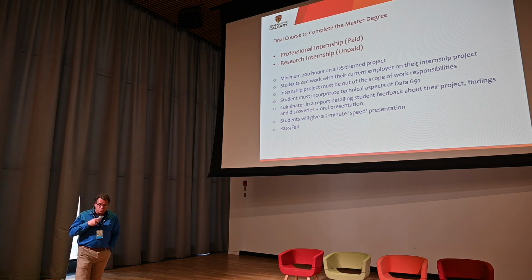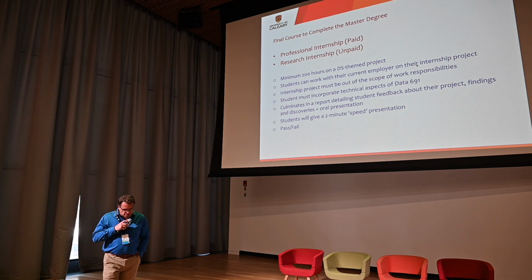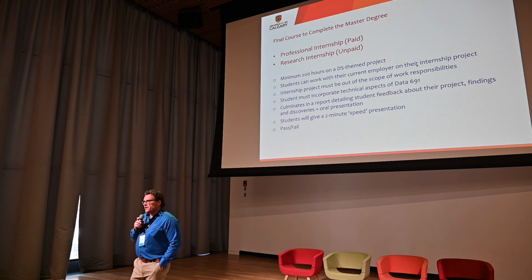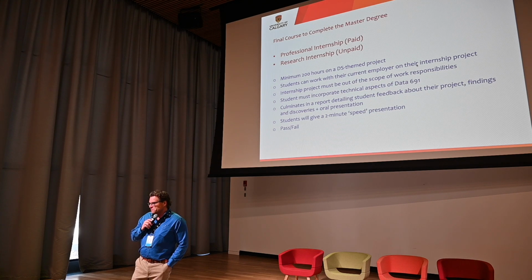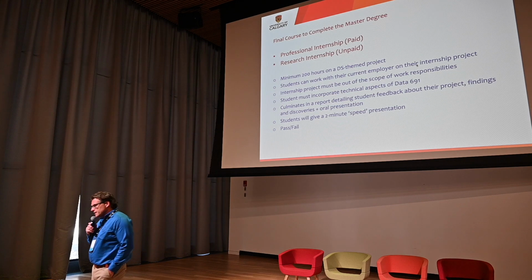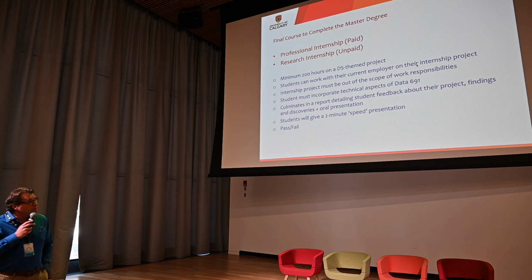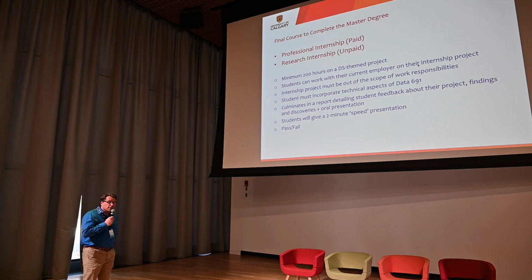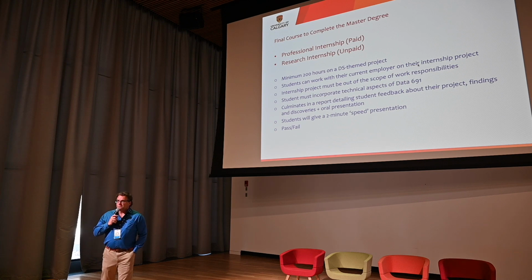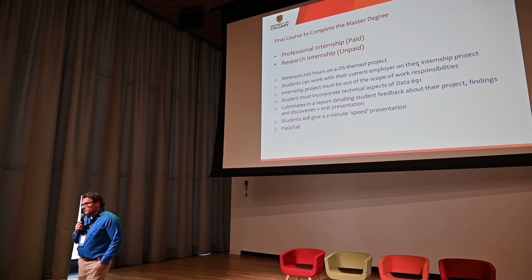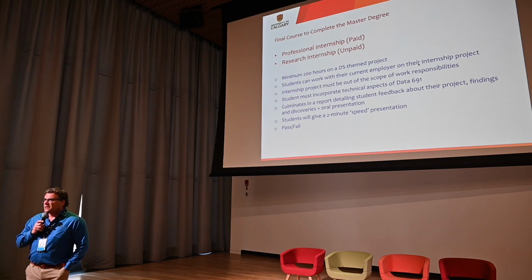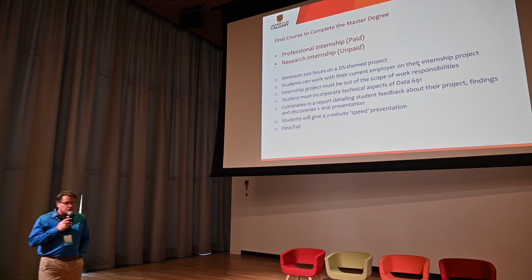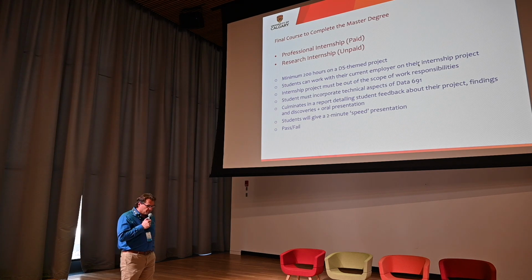Once the student finishes the integrated topics course, they go on to either a professional internship or a research internship. What's the difference between the two? In the professional internship, they get paid. The research internship is unpaid. Either way, the expectations of the student are the same. The internship is a minimum of 200 hours. Many of our students in the program are working full-time and taking the program full-time, which is very impressive. I don't have those time management skills, that's for sure.